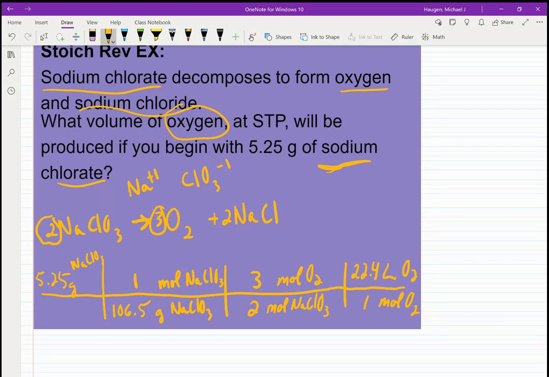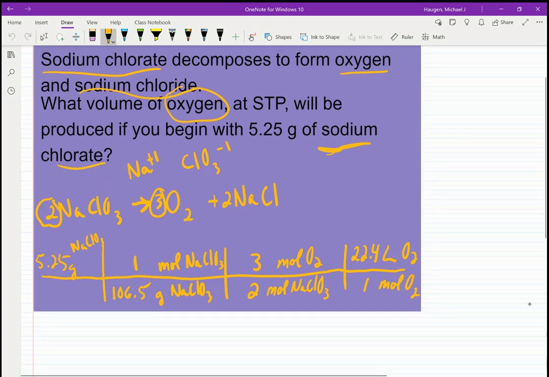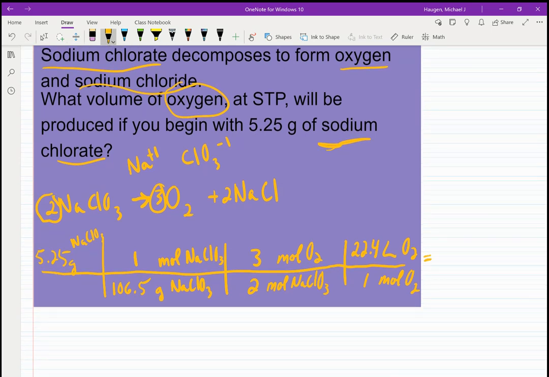5.25 times 3 times 22.4 divided by 106.5 divided by 2 because it's on the bottom. And I came up with 1.66 liters of oxygen.